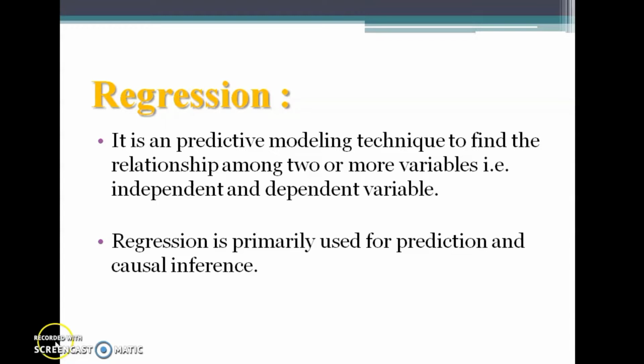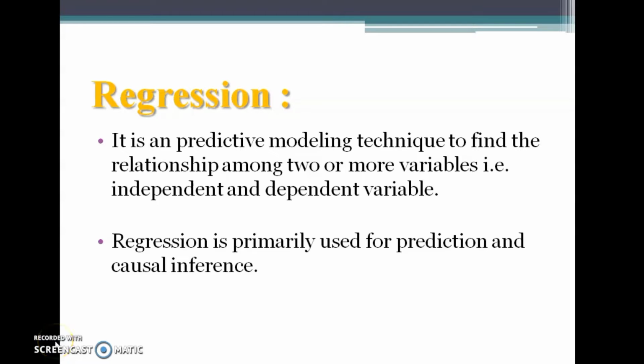As we have seen in the previous videos, regression is used to find out the relationship among two variables. It is a predictive modeling technique to predict the relationship among two or more variables, that is, which is the dependent variable, which are the independent variables, and how they are interrelated to each other. Generally it is used for prediction and causal inference. Causal inference in the sense of finding out how they are related to each other.